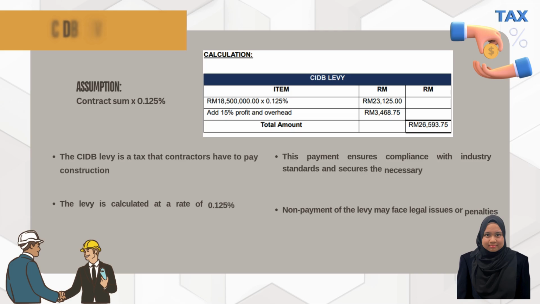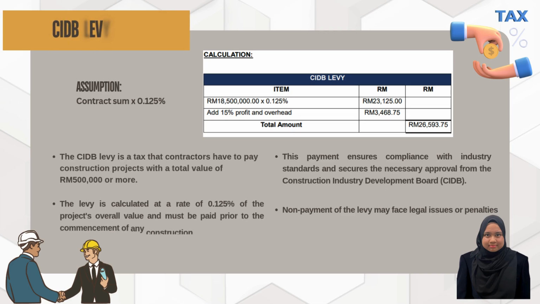So the next item is CIDB levy. The CIDB levy is a tax that contractors have to pay for construction projects with a total value of 500,000 ringgit or more. The levy is calculated at a rate of 0.125% of the project's overall value and must be paid prior to the commencement of any construction activities. This payment ensures compliance with industry standards and secures the necessary approval from the Construction Industry Development Board.